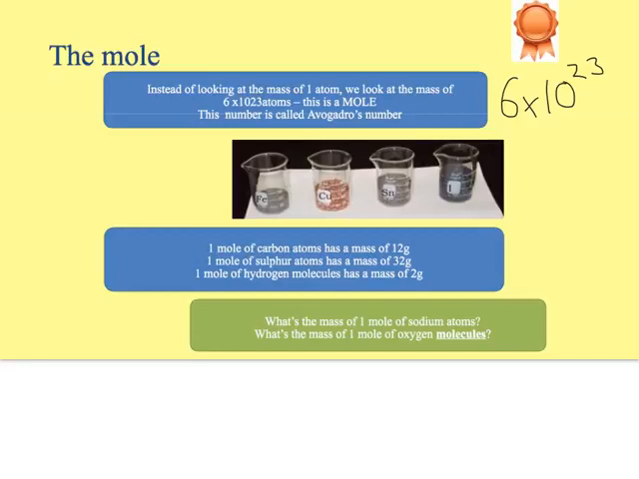Okay, 1 mole of sulfur atoms has a mass of 32 grams. 1 mole of hydrogen molecules has a mass of 2 grams. Now, where are those numbers coming from? Some of you who have switched on and have seen your periodic table might think, hang on a moment, carbon. I remember there's something about 12 and carbon. So this is where we're going to go next.